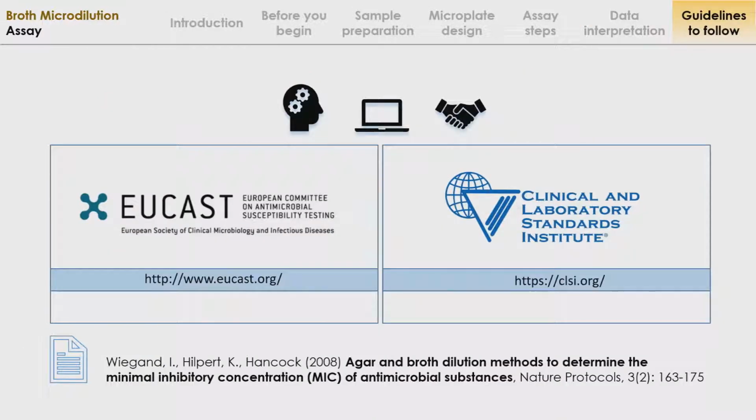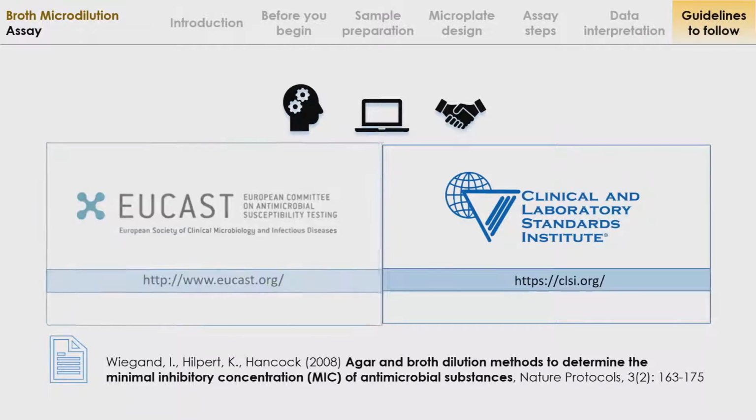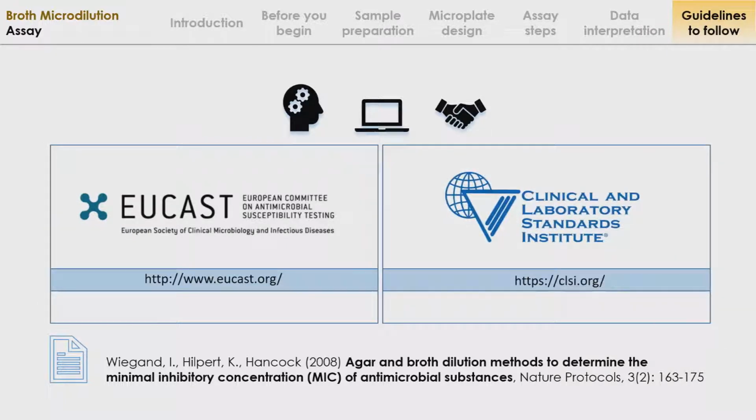If you need more information, there are two standard settings organizations, EUCAST and CLSI. Remember, what you saw in our video is just the exemplary assay tutorial. If you need more help with optimization of Broth Microdilution Assay, useful tips can also be found in the paper from Nature Protocols. Thank you.